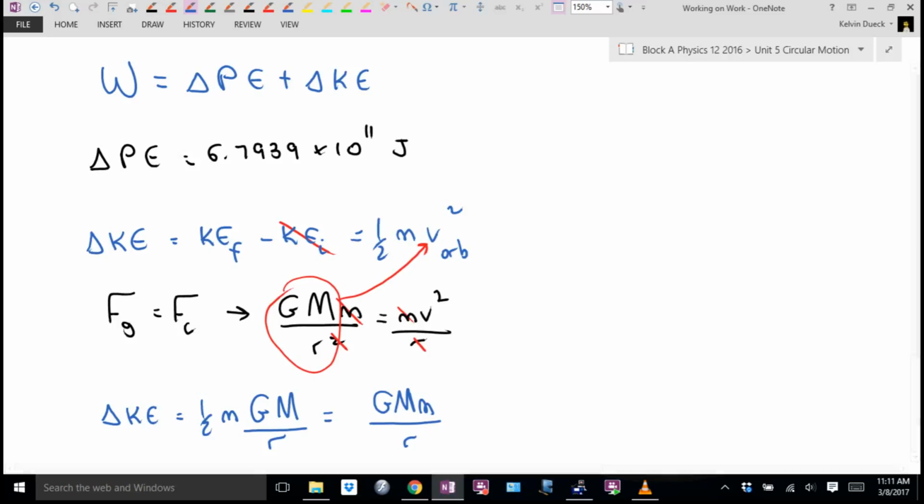I've seen that equation before. This is potential energy, but positive. Right? Potential energy was negative big G, big M, little m over R. This is potential energy, but positive. And what's going to be in front of everything?